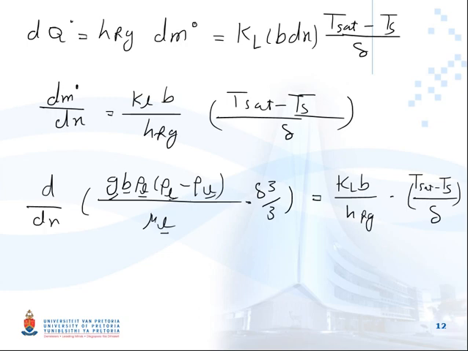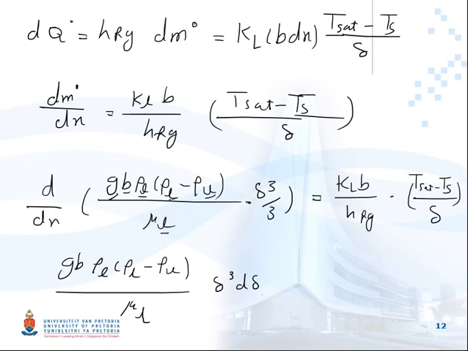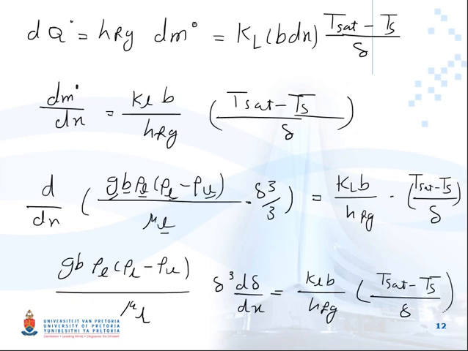We can say that g rho L minus rho V divided by mu L, times d delta cubed by dx, is equal to k_L b h_fg times T sat minus T_s over delta.